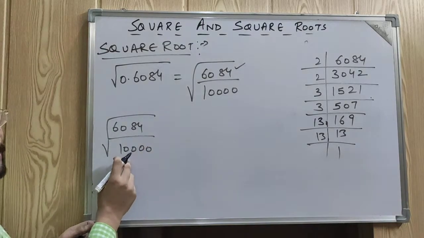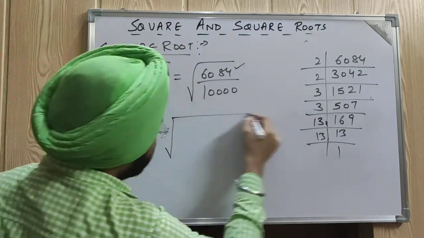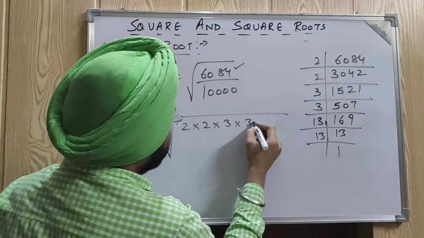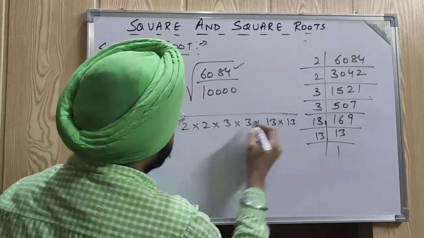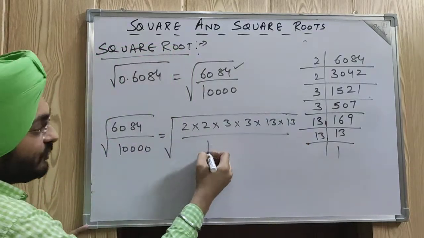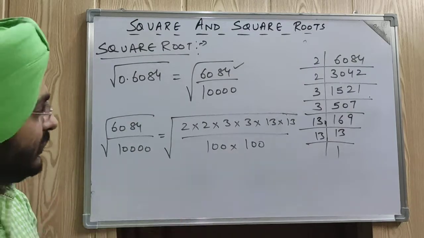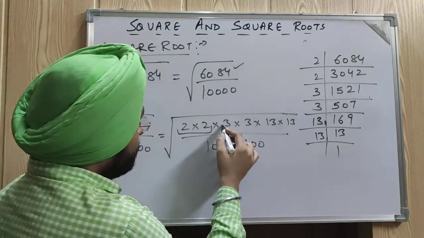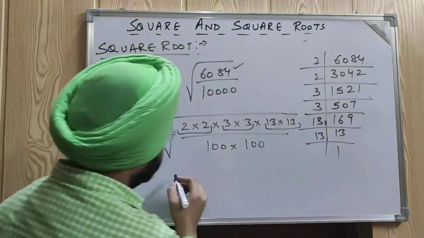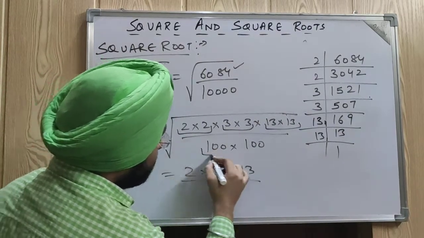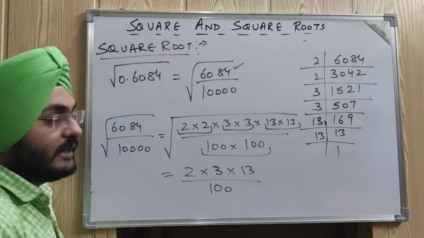Don't do the prime factorization of the denominator. Write it this way. Can I write it this way: 2 into 2 into 3 into 3 into 13 into 13 divided by, can't I write it this way, 100 multiplied by 100? Write in this simple way only. If you are taking a pair from the numerator, just write that in the numerator only. In this way, this one is a pair of 100. This will be written this way.